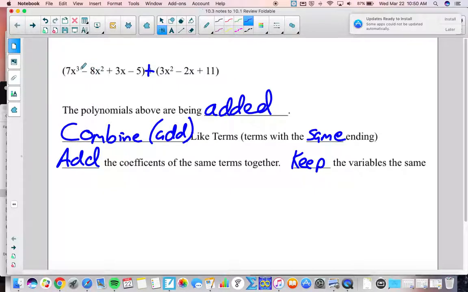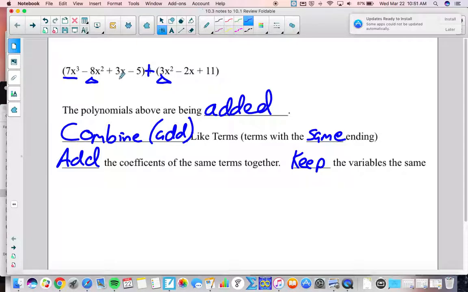So let's identify like terms, terms with the same ending. Here I have an x to the third. Do we see any other x to the thirds? Nope. Here I have an x squared. Do we see any other x squareds? Yes, right here. So I'm going to put a symbol. Doesn't matter what symbol you make, but whatever symbol I put underneath the x squared, I'll do with the other x squared.